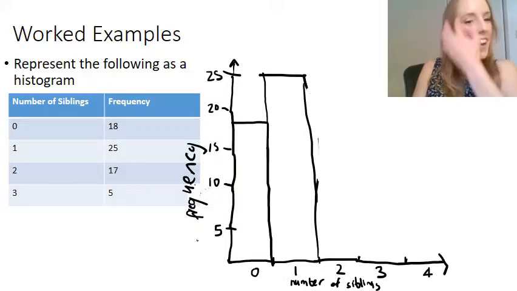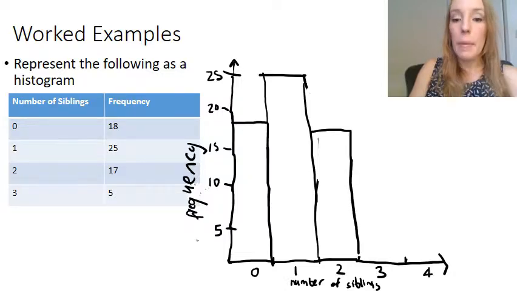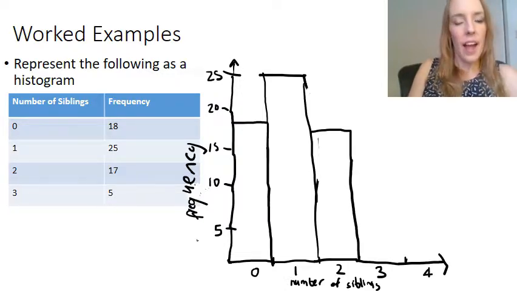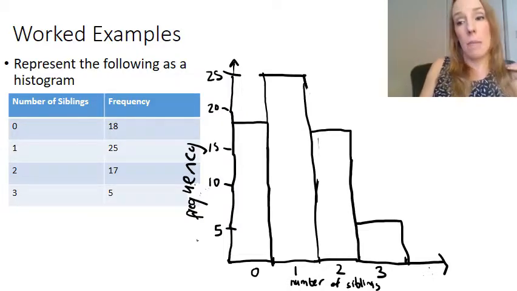Okay, so 2 siblings is 17. Again, you're going to use your ruler and find out exactly where 17 is, so you might need to use the millimeters to work it out exactly. And 3 siblings, there are 5 people with 3 siblings. So that would be our histogram there. I'll rub that out because we didn't actually have any data on 4. Yours would obviously be a lot neater than that.